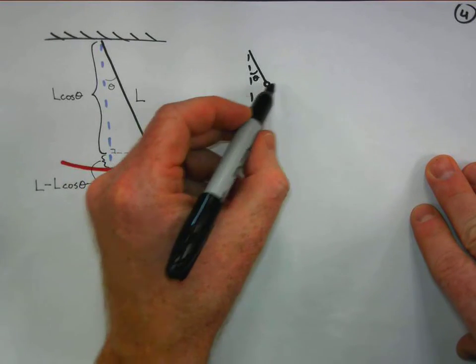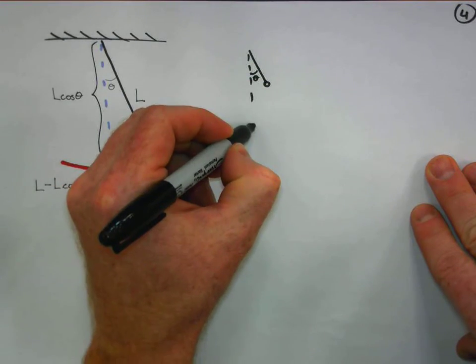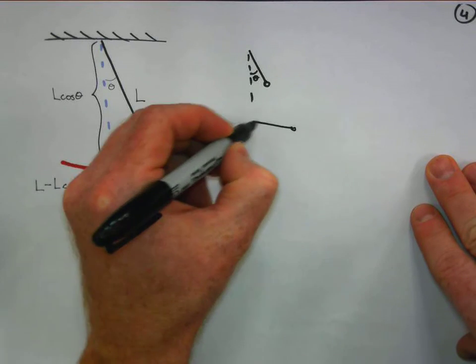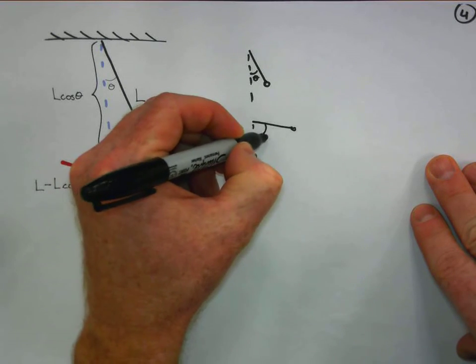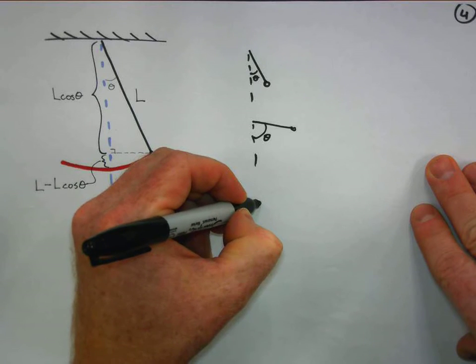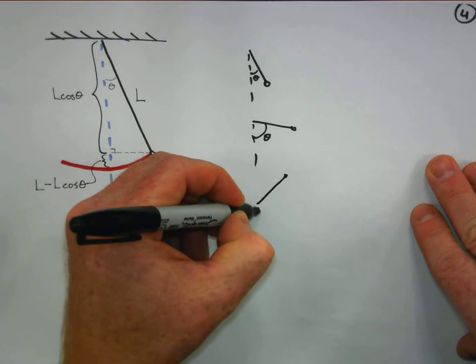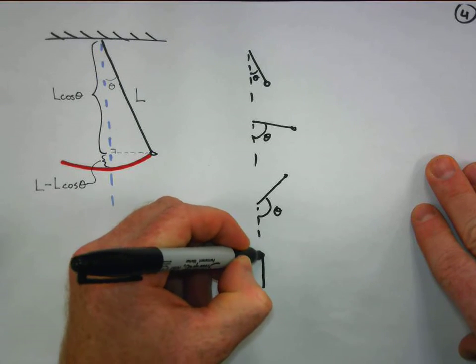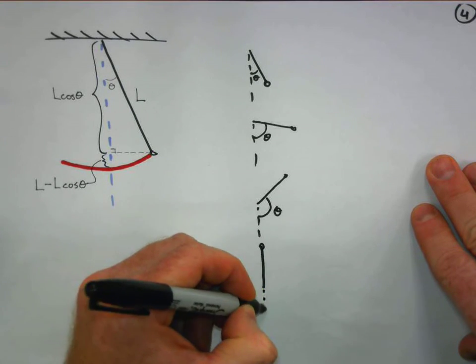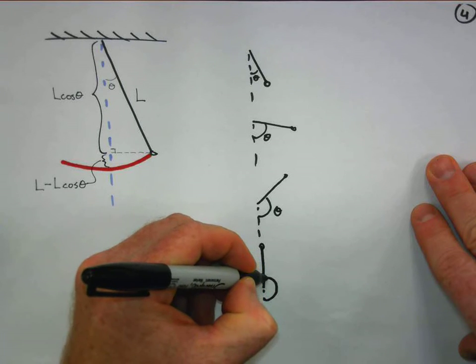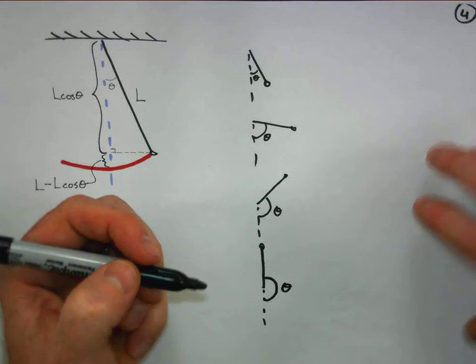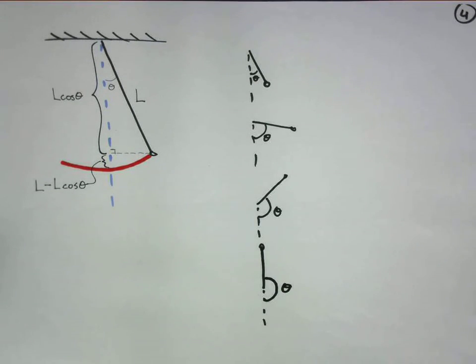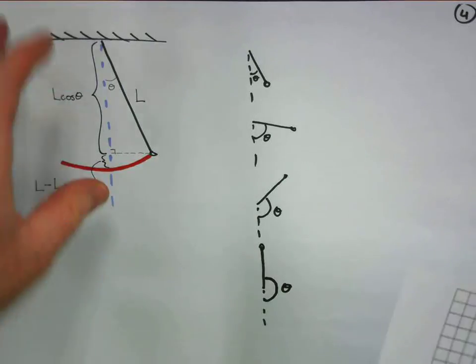Now what if we kept lifting it up higher and higher? Well, it's now going to be like here, theta has increased, and what if we keep going? Well, it's going to be like here, and theta has increased. And what if we take it to the extreme? Let's go like that. There's our vertical, and look at theta. There's theta. So this is where we're going to start to see differences between a pendulum and a mass on a spring.